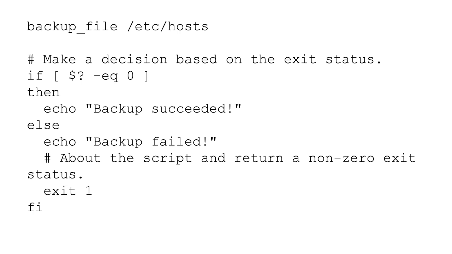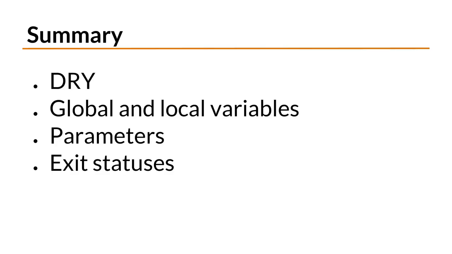In this lesson, we talked about the concept of DRY, which stands for don't repeat yourself. If you find yourself writing the same bit of code in multiple places in your script, it's a sign that you should use a function. You learned how to create and use functions. You also learned that by default, all variables are global. You learned how to use the local keyword to define local variables that are only available within the function that they are defined. We talked about how to use positional parameters within your functions. Finally, we covered how to use exit statuses with your functions.